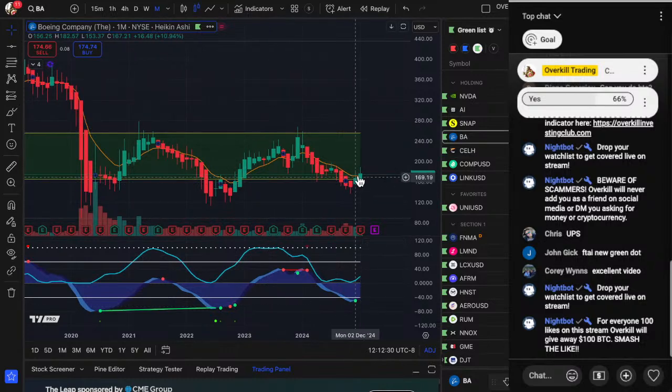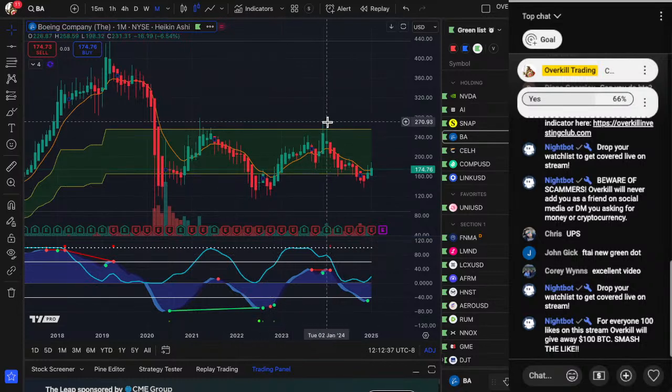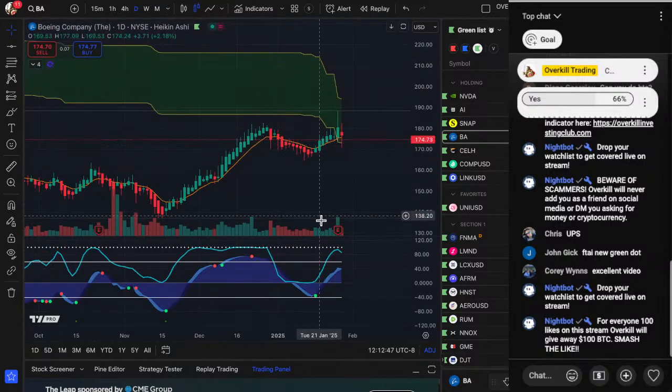I'm about 6 to 12 months out on this position. You can see the last time we got the green dot was back here in November at 140. It ended up going all the way up to 270. So that was a really nice move over that period of time. I'm looking to sell this one probably around 200 or 240 on Boeing. So just playing the volatility on that one again.